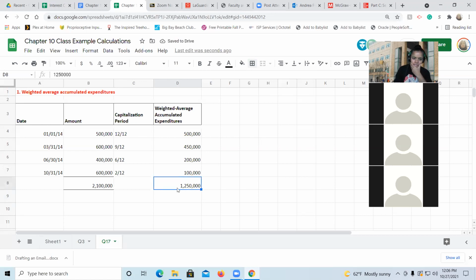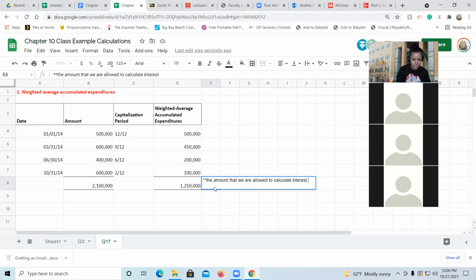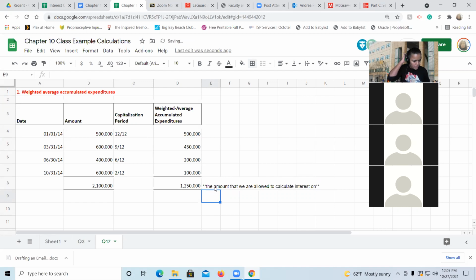So this is the amount that we are allowed to calculate interest on, right? Avoidable interest on. So we can't use the 2.1, we have to use the 1,250,000, and this is the amount that we are allowed to use. Thank you, Gian, that was correct.